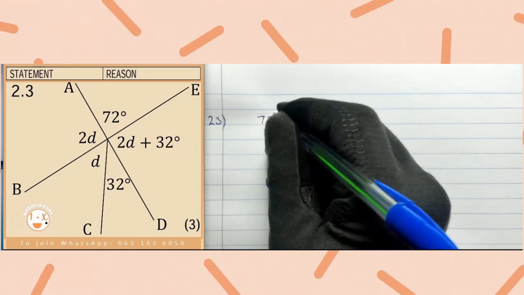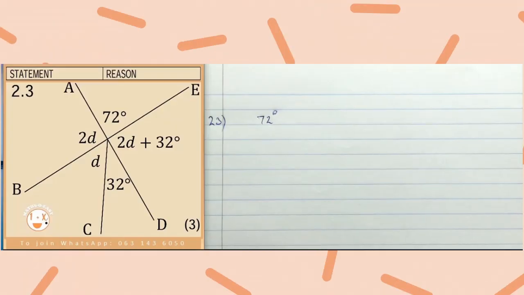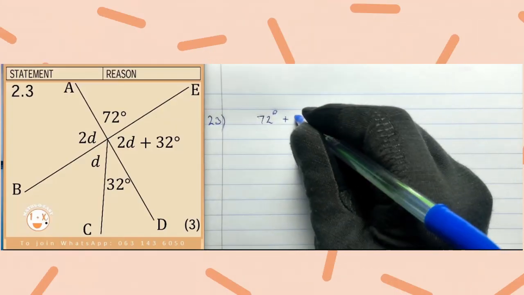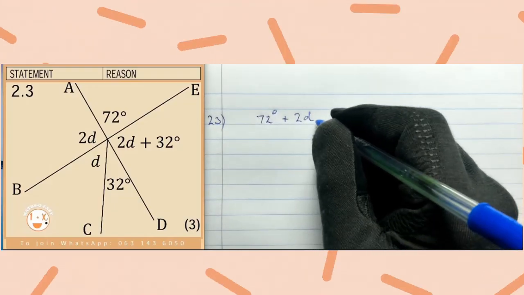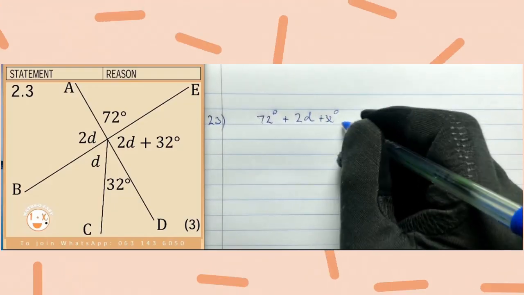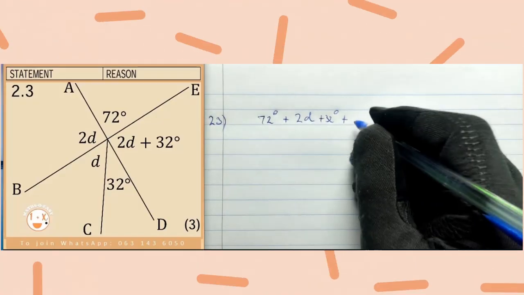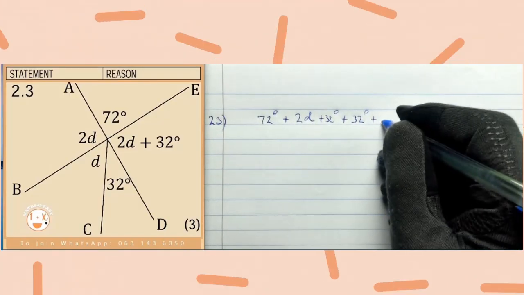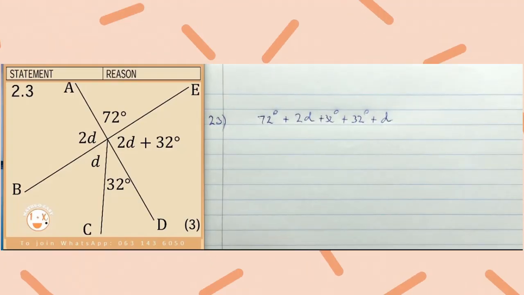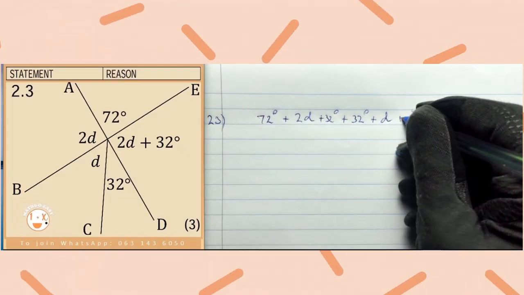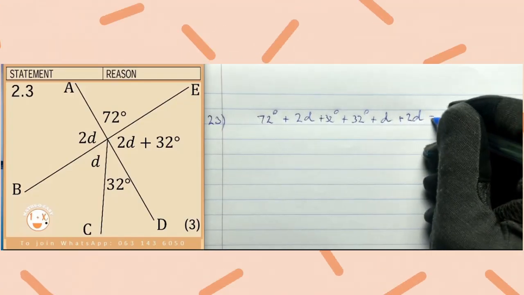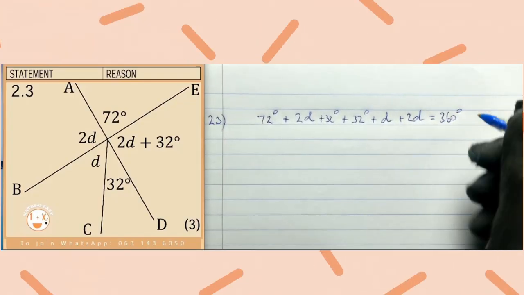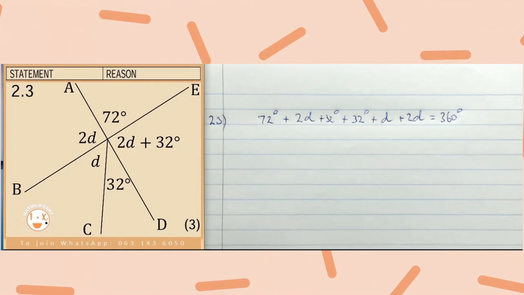So we ought to demonstrate that for those 3 marks, we know that if I add 72 and 2D plus 32 degrees and what else? And another 32, what else? And D and another 2D. All of them give me what? They give me 360 degrees. Okay, so that's what they wanted.